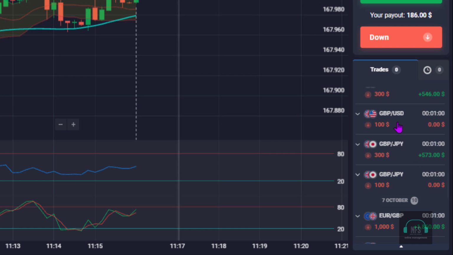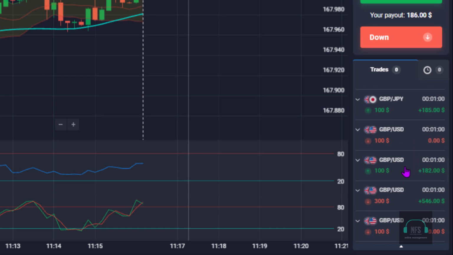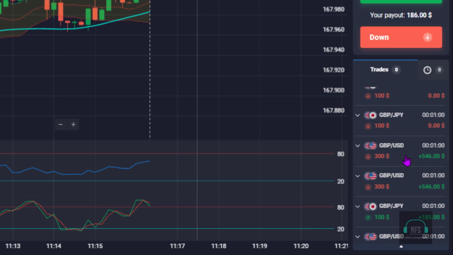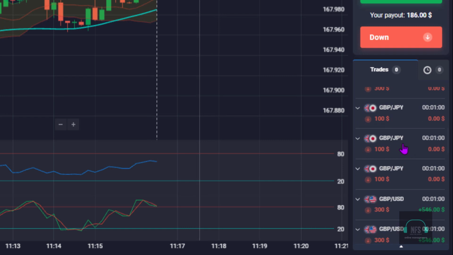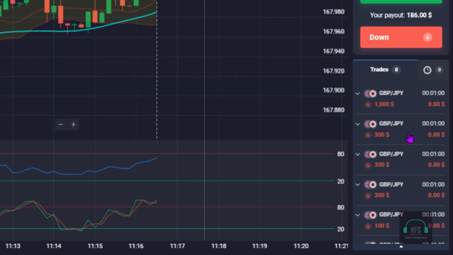All right, so then I triple up and I got these results: a winning trade and $573 profit. Then GBP USD out of the money, first trade $100. You will trade in the same direction, of course. If it is out of the money, GBP USD $300 in the money, then another GBP USD $100 in the money, another GBP USD out of the money, first trade, GBP Japanese yen $100 in the money, GBP USD again $300 in the money, GBP Japanese yen $100 out of the money, GBP Japanese yen $100 out of the money, GBP Japanese yen $300 out of the money.